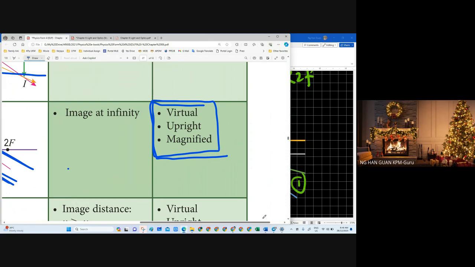I encourage students to write a letter, go and ask the author and the publisher, how are you going to prove to me that the characteristic for the image formed at infinity is virtual, upright, magnified? If they can prove it to you, then it's good. If they cannot prove it to you, it means it is false teaching. You should write a letter to sue them. Just like this textbook, I asked the head writer, Mr. Chia, how he is going to convince and prove that the characteristic is virtual, upright, magnified.